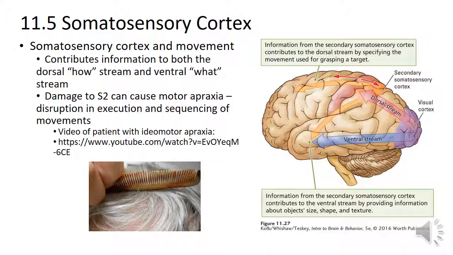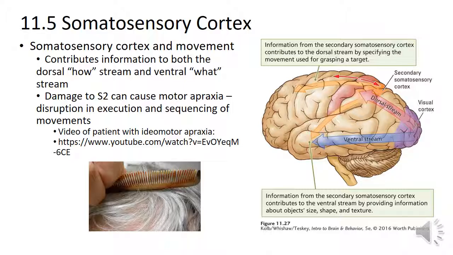The somatosensory cortex is also involved in higher level of movement. If you remember the dorsal stream, which was the how stream, and the ventral stream, which is the what stream, these were two visual streams that we talked about in the visual section. The dorsal stream goes to the parietal lobe, ventral stream goes to the temporal lobe. Information from S1 and S2 contributes to these two streams as well.